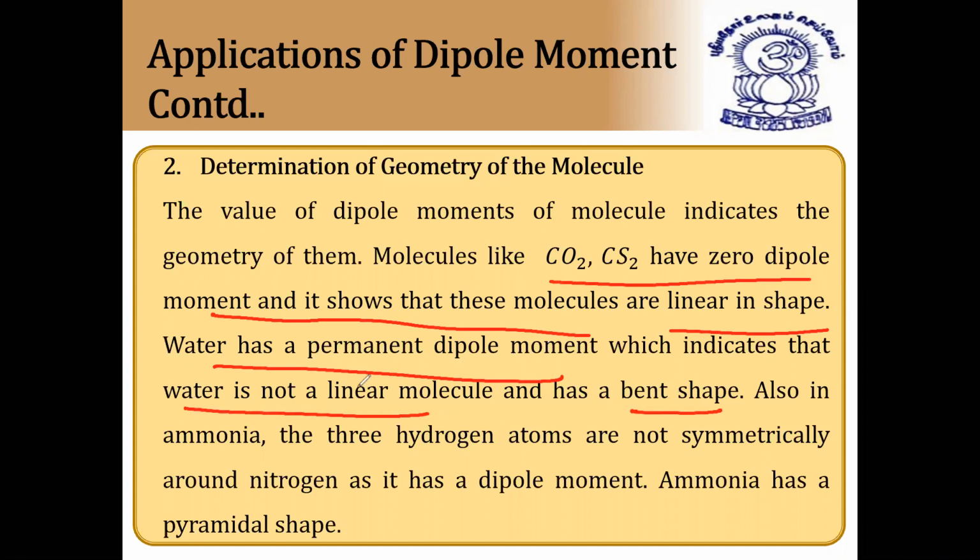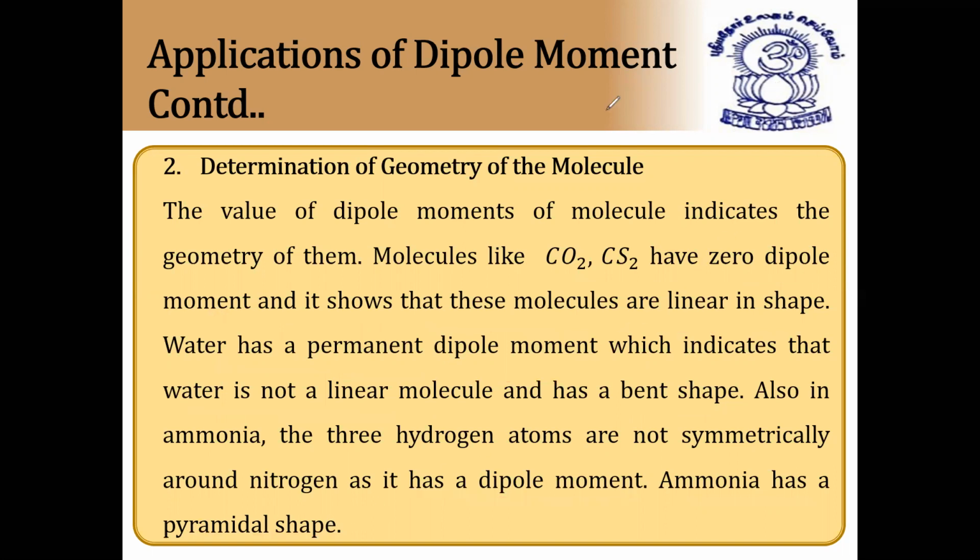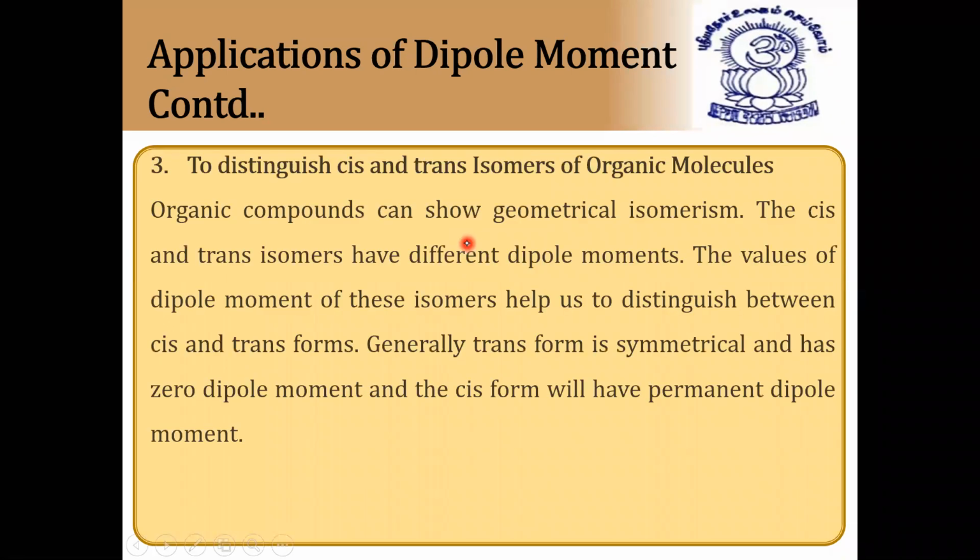So with dipole moments, you can find the shapes of molecules. Also in ammonia, the three hydrogen atoms are not symmetrically arranged around nitrogen, and it has a dipole moment because the electrons from hydrogen will go to nitrogen, since nitrogen is more electronegative than hydrogen. So ammonia has a pyramidal shape. By means of dipole moment, we can know the shapes of molecules. I hope it is clear. So how to calculate dipole moment, we also discussed.